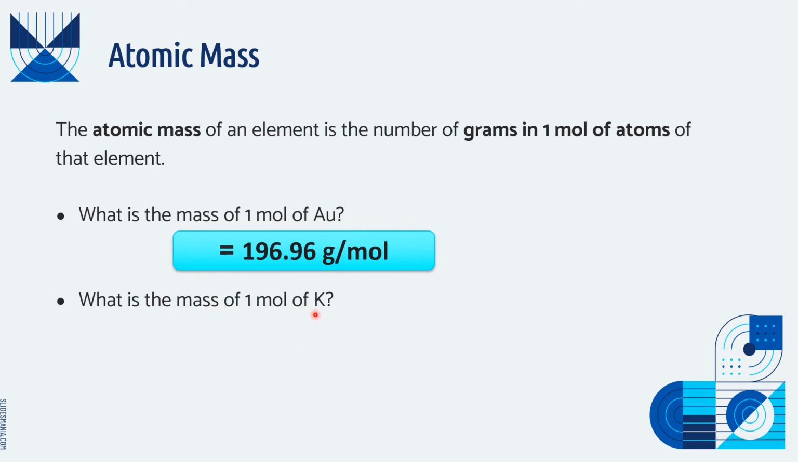What's the mass of 1 mole of potassium? Potassium's atomic mass is 39.10 grams per mole. So in 1 mole of potassium, there is 39.10 grams of potassium. That's the mass of potassium in every 1 mole of potassium. We get this 39.10 from the atomic mass of potassium, which we can see on the periodic table of elements. So the atomic mass of a certain element is the mass of that element in every 1 mole of that element.